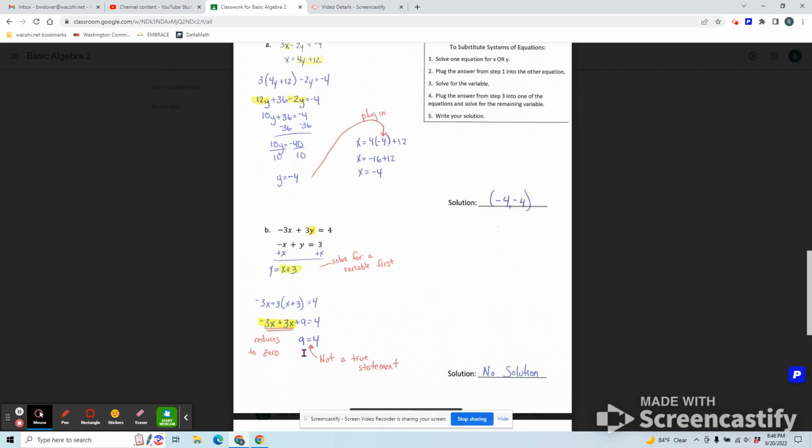So now I look at this and it says 9 equals 4. That's not true. 9 does not equal 4. Well, if it's not a true statement, my solution is there is none. There's no solution. Because these two lines are parallel. If you were to graph them, you would see that there's two lines that are parallel that do not intersect. So there's no solution.